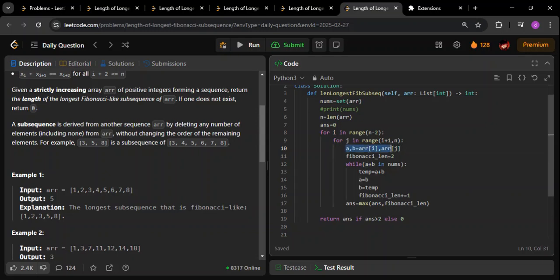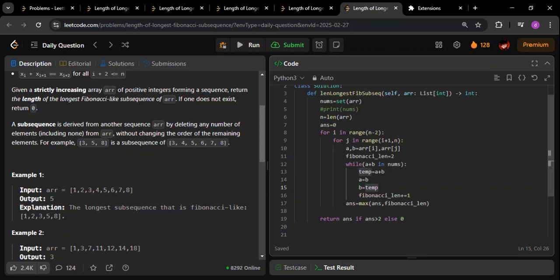So see, I'm capturing a and b. A and b are going to represent the first two elements. Okay, now I'm just calculating this value, which is 2 initially. Now if a plus b is in nums, what I'm doing is just storing the sum in temp, then let's start shifting. Okay, b will go to a and temp will go to b. This is how I'm shifting it basically.